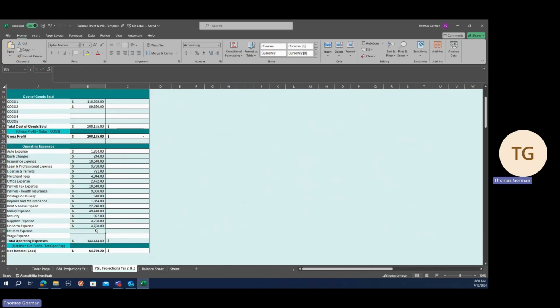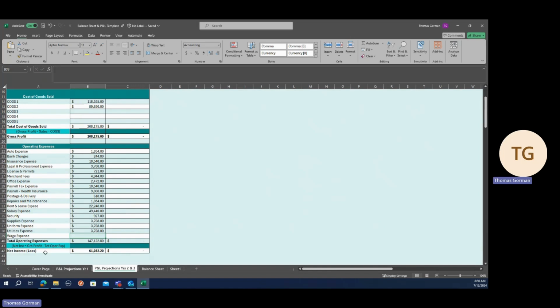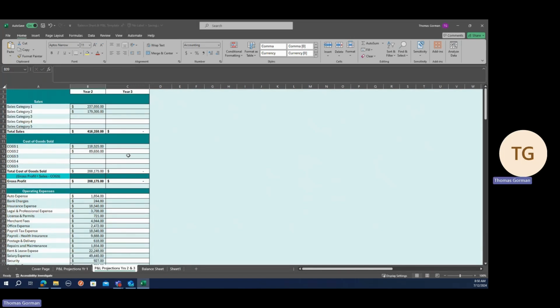Last but not least, we've got utilities equals times 1.03. There we have it. So that is year 2. And that would be the same for either a startup or an existing business. And then we're just going to repeat the same process for year 3.